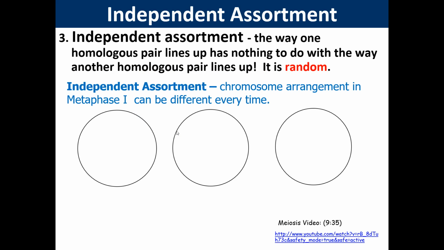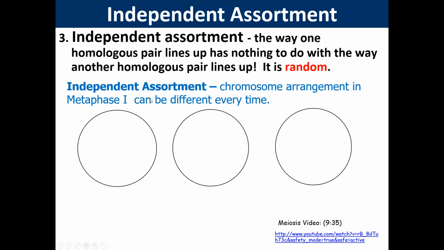Independent assortment is the third source of variation for meiosis. It is the way one homologous pair lines up in metaphase 1 has nothing to do with the way that another homologous pair lines up. It is random. Okay, so independent assortment, the chromosome arrangement in metaphase 1 can be different every time.